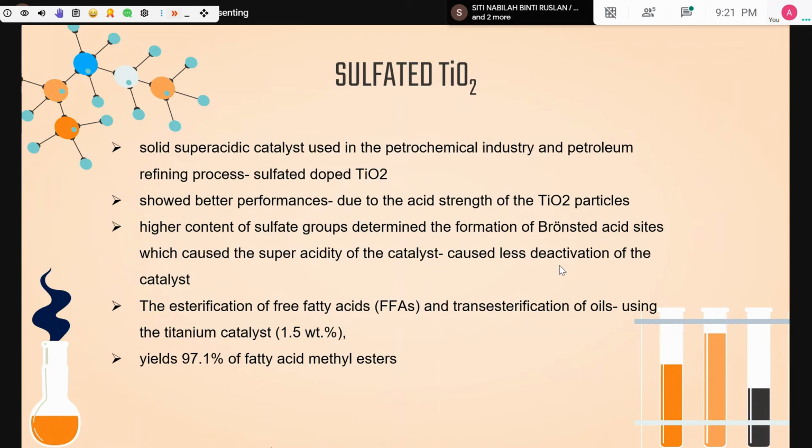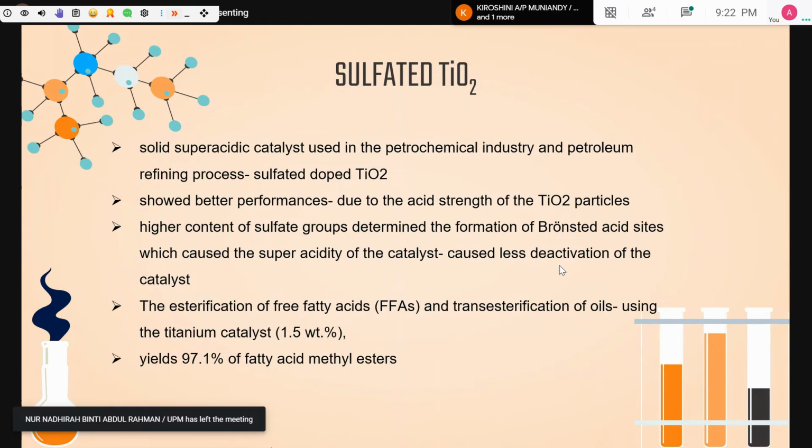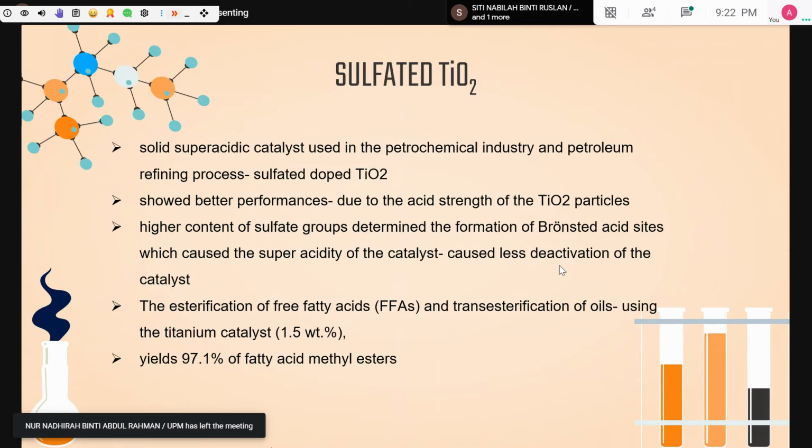The esterification of free fatty acids and trans-esterification of oils can be conducted using the titanium catalyst at a reaction temperature of 75 degrees Celsius and a reaction time of 3 hours. This reaction yields 97.1% of fatty acid methyl esters. This shows a higher performance compared to other catalysts. This catalyst can be reused too. That's all from me. I will pass to the next presenter, Amirul.